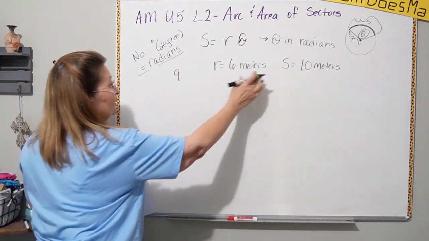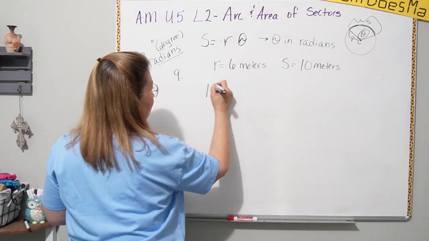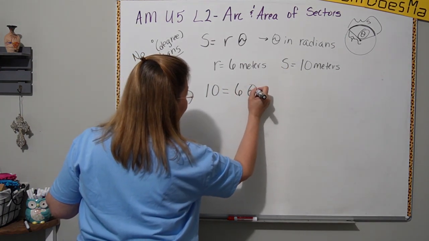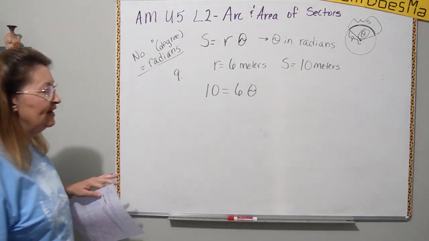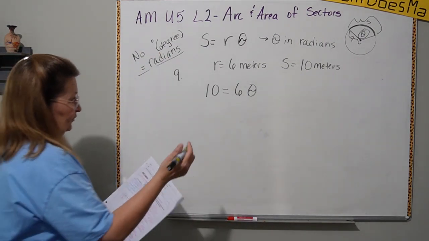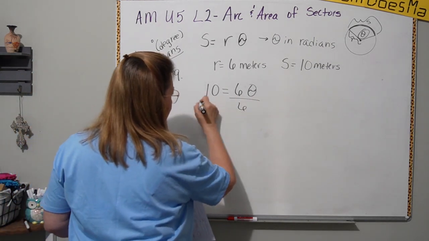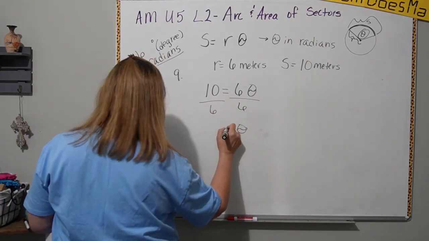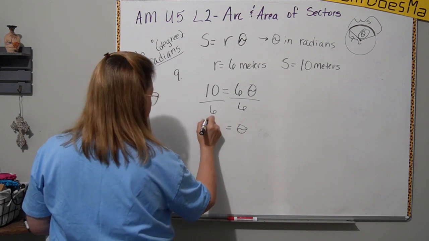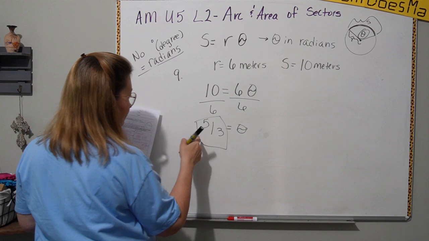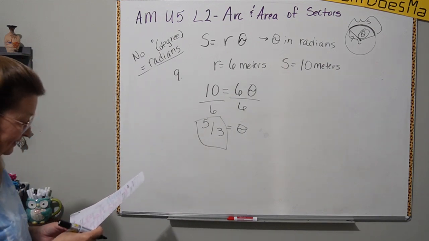So the way we're going to do it, S is 10. So I'm going to fill in 10 equals. I know what this is. And theta is my variable. Theta is what I'm trying to solve for. So just like solving an equation, the first thing you're going to do is divide both sides by 6. So now you have theta is equal to 5/3. Reduces down. So that is it in radians.